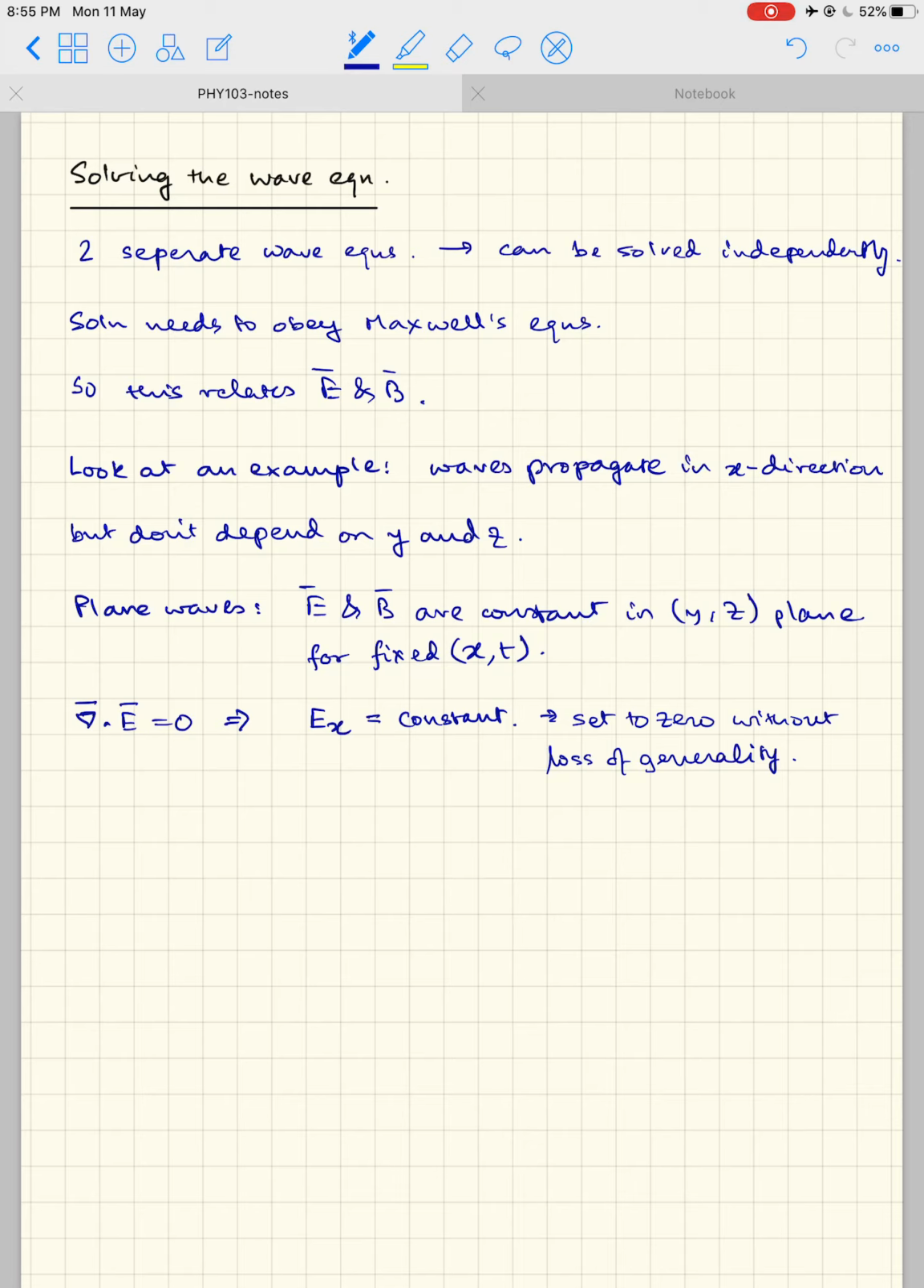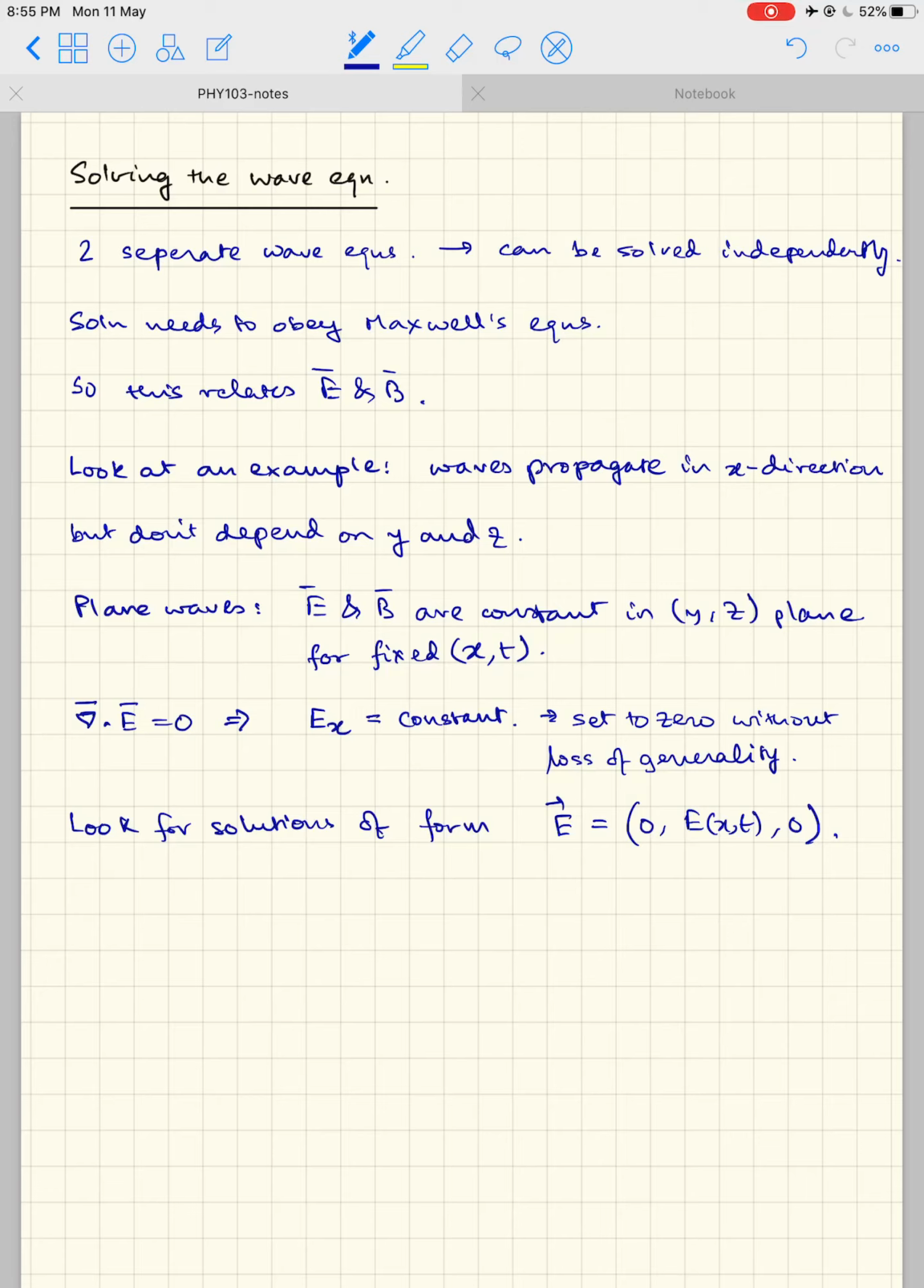So now we are going to look for solutions of the form E is 0, E_x(x,t), 0. One thing I should emphasize here is that the fact that I've chosen the z component also to be 0 is a choice. I could have made it more general, but remember that we are looking for a specific example here.